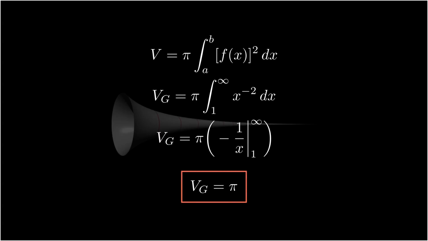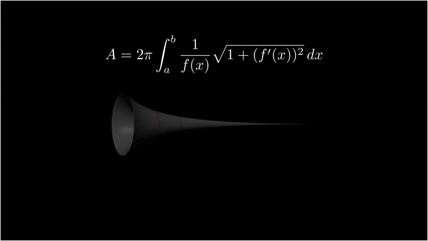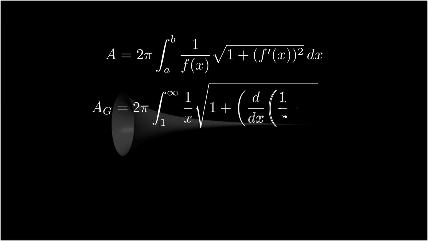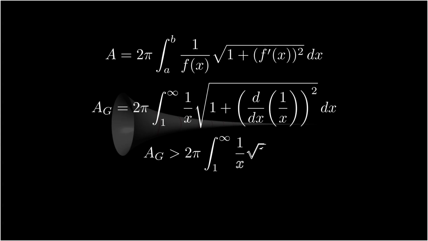Now, let's find the surface area of Gabriel's horn using the surface area integral. So, the surface area of the Gabriel horn is 2 pi times the integral from 1 to infinity of 1 over x times the square root of 1 plus the derivative of 1 over x, whole squared. This integral seems a bit weird, so notice how the squared derivative term always increases the value of the integral. We can use an inequality here and get that the surface area of the Gabriel horn is greater than 2 pi times the integral from 1 to infinity of 1 over x.